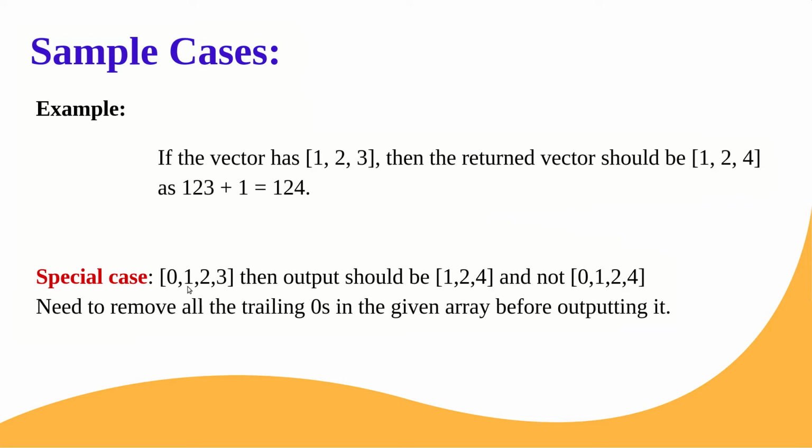But there is one special case, that is if 0 is present at the beginning, 0, 1, 2, 3, then the output should be 1, 2, 4. As you can see, 123 can be written as 0, 1, 2, 3, or any number of leading zeros can be present, but we need to output without the zeros. This is another special case that we need to handle here. We need to remove all the leading zeros in the given array before outputting it. In such problems, handling the special cases is also very important. If there are no such cases to be handled, then it's a very simple problem, but handling such cases requires a lot of logic in order to get it done.